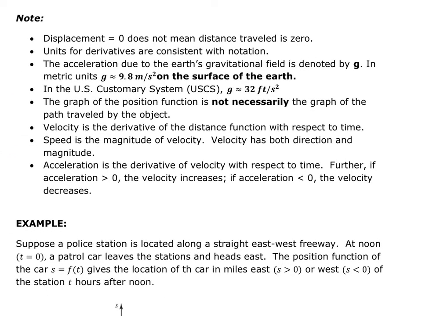So when we're talking about the position graph, it is not the path you traveled. It is where is your position with respect to your starting point with respect to time. They're not the same thing typically. Velocity is the derivative, and it is with respect to time. Speed is the magnitude of the velocity. That is the absolute value. So when we talk about magnitude, it's the absolute value.